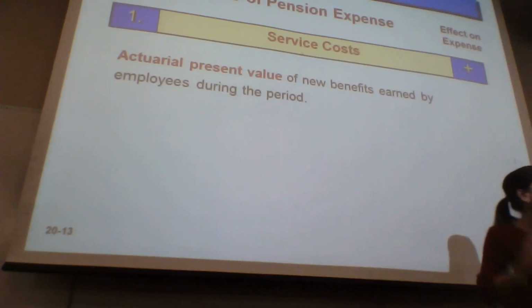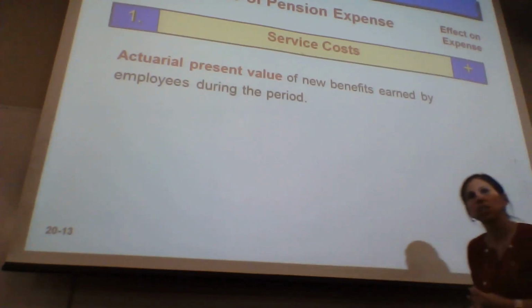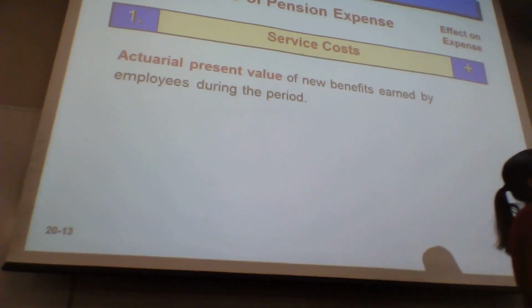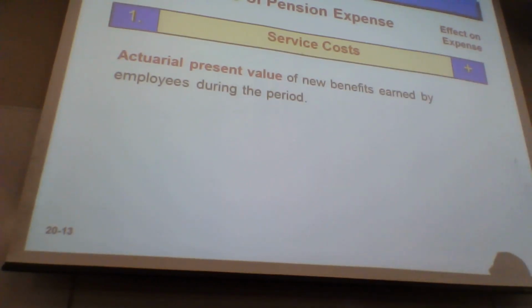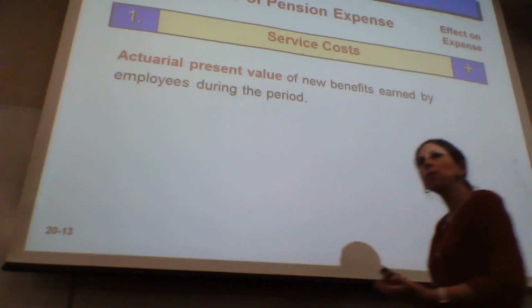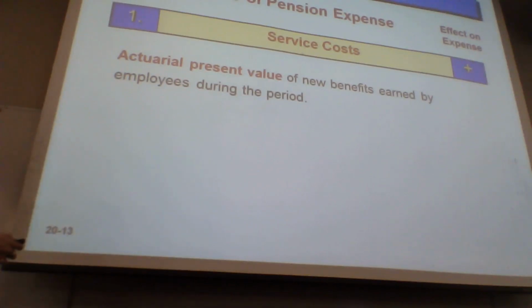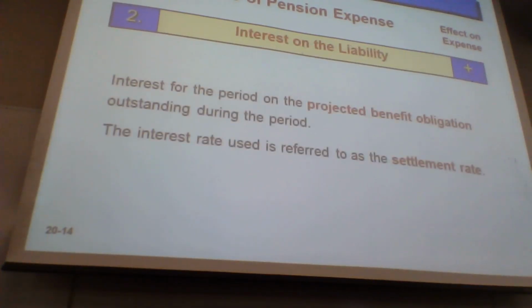All right, going through the 5 components, the first one is the service cost. We briefly discussed this. This is the present value of new benefits earned by employees during the period. Okay, 1 more year has gone by. We have 1 more year of service that we need to pay future retirement benefits for, so that increases our obligation and increases our pension expense.